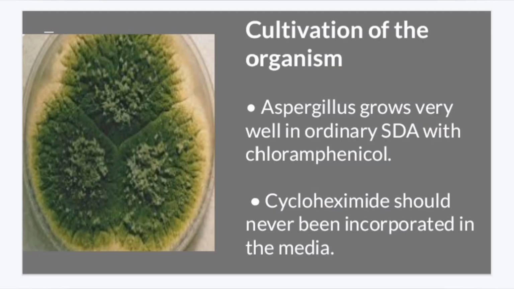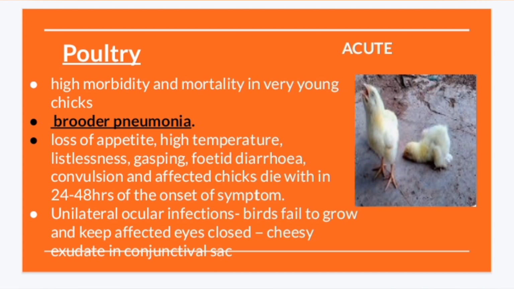Coming to the cultivation of the organism, Aspergillus grows very well in ordinary SDA media with chloramphenicol, and you should not add cycloheximide in the media because it will inhibit the growth of the organism. Then coming to the clinical manifestations, we can discuss each species. First, in poultry it will cause acute as well as chronic aspergillosis. The acute case is mainly seen in young chickens and is called brooder pneumonia, which causes high morbidity as well as high mortality.